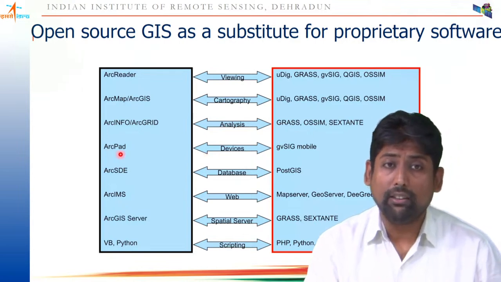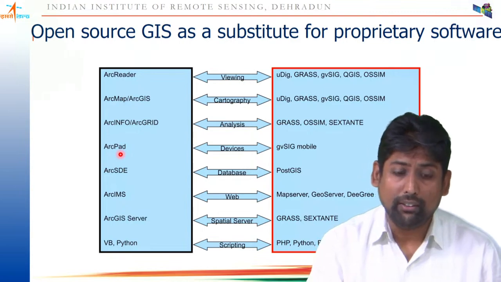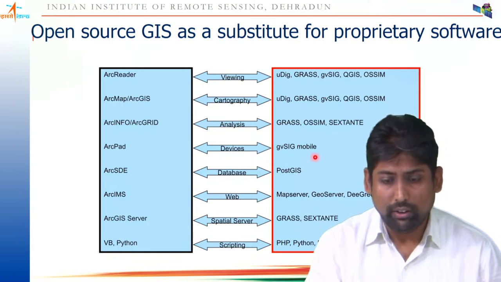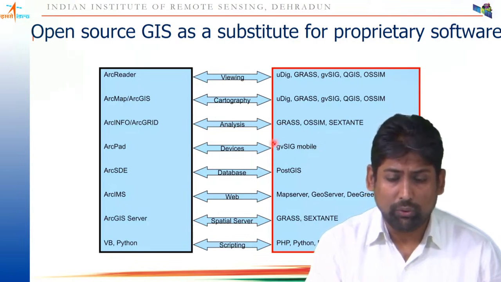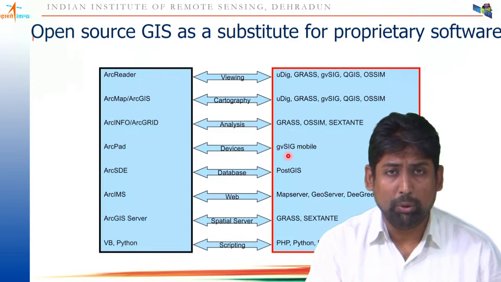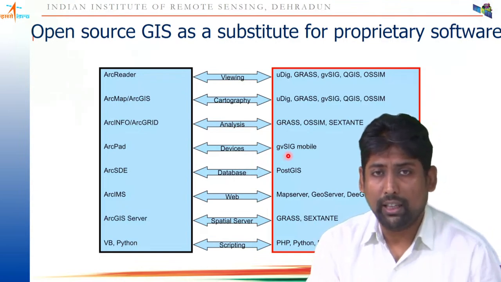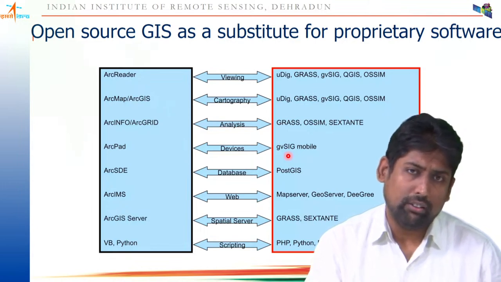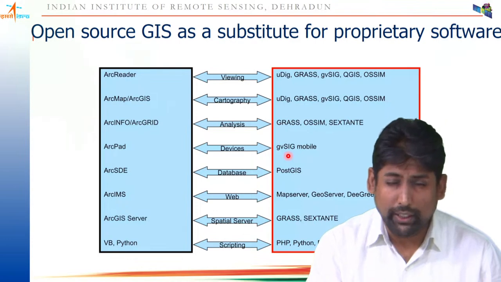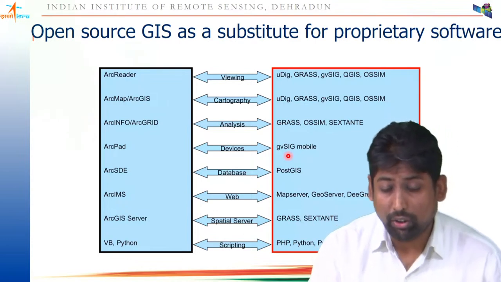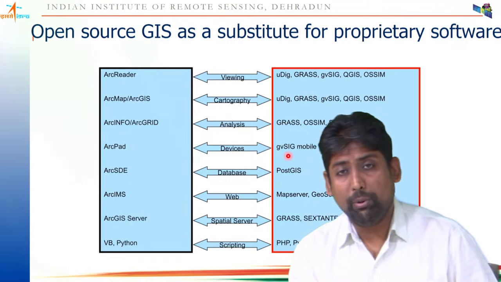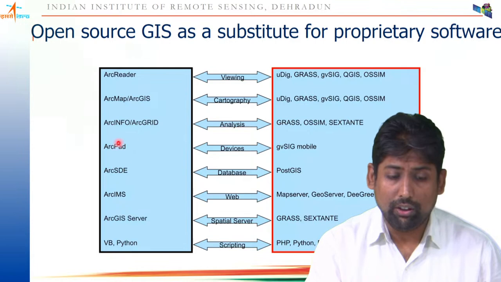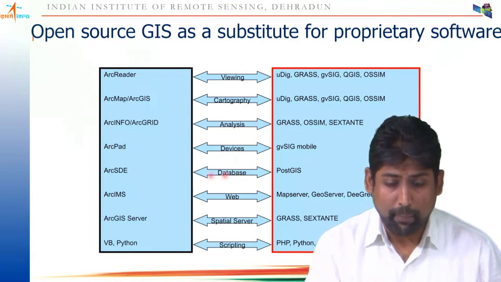If you want to collect data from the field, there are many softwares in the open source domain available. Here, there's just one example of GVSIG mobile, but the other softwares like Q Field and Q Real Time and GeoODK. There are many softwares available today which help you collect data from the field without the need of a paid software.